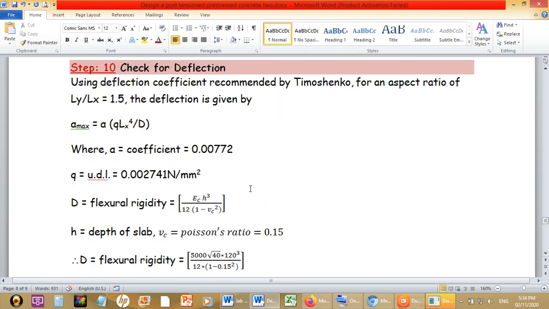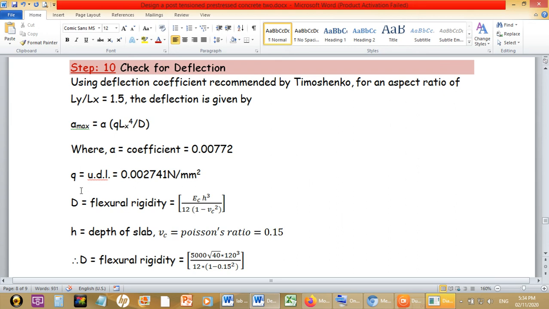Now the last check is the check for deflection. In the deflection check, we are going to find out the magnitude of deflection, and we are going to compare this deflection with the maximum allowable deflection given in the IS code. What we did for stresses, the same thing we are going to do for the deflection.